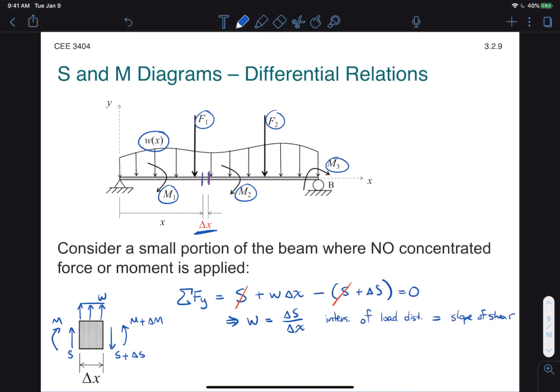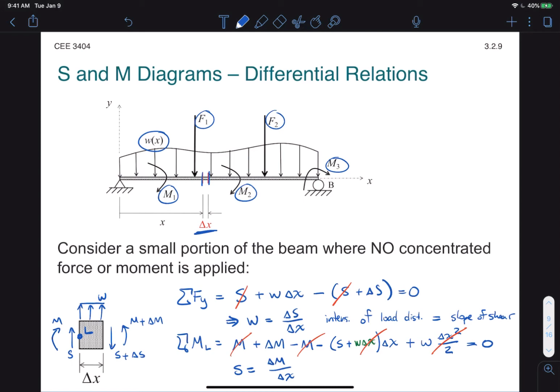Then we do the sum of the moments around the leftmost point. We'll call this L. Now looking at this equation, we can substitute delta S based on our previous equation. Now, here's the tricky bit. Since we are dealing with very small values of delta x, we can assume that delta x squared is much, much smaller and essentially round it off to 0. That means we can get rid of this component as well as this component because it gets multiplied by delta x. In addition, we can get rid of the M's since they cancel out. That leaves us with S equal to delta M over delta x. In other words, the shear is equal to the slope of the moment.